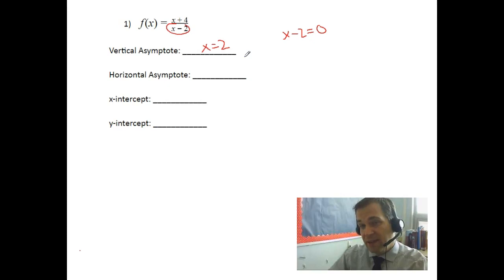You do need to have the x equals to get the full credit, because we want the equation of a line, not simply a number.